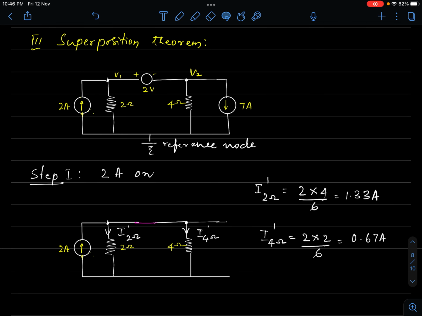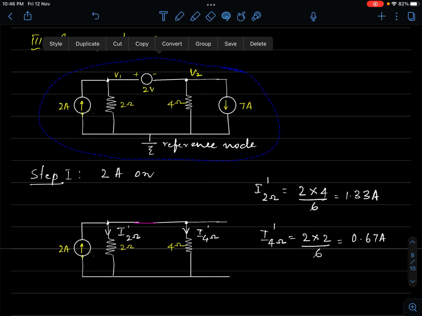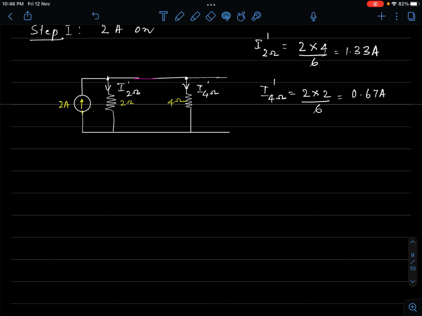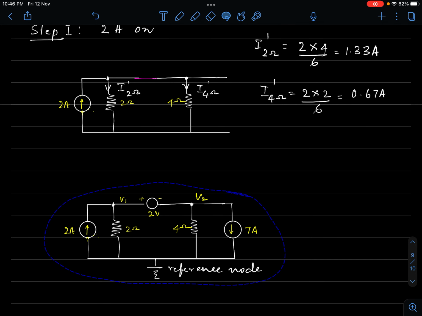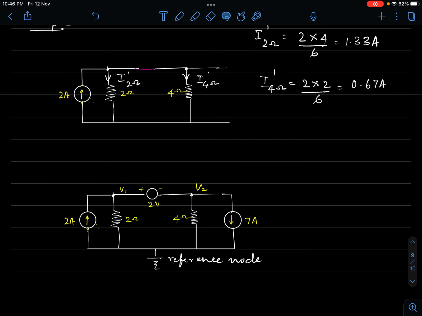Okay. So now next we will try to consider the other source. Again, I'll take the same diagram. I'll take the same figure. I'll copy the figure. I'll paste it here. Now this is my step 2. I'll write my step 2 now. What is my step 2?